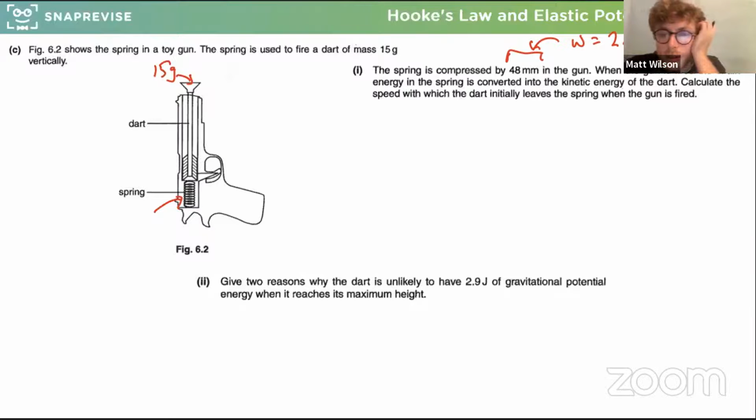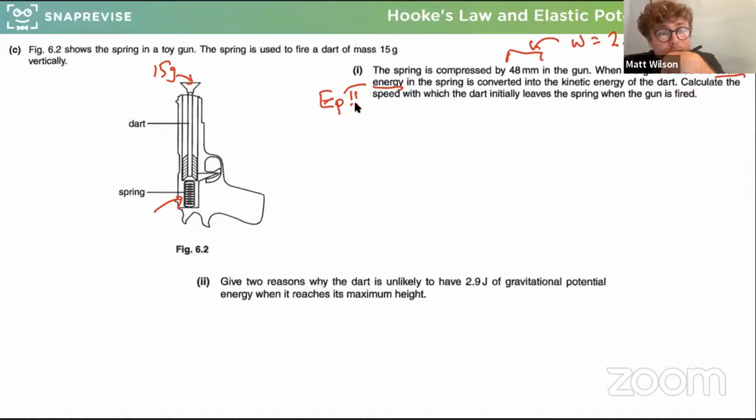Okay. When the gun is fired, the strain energy, that's just another word for elastic potential energy, by the way, so let's write that in. The strain energy, the elastic potential energy, in the spring is converted into kinetic energy of the dart. Calculate the speed with which the dart initially leaves the spring when the gun is fired.